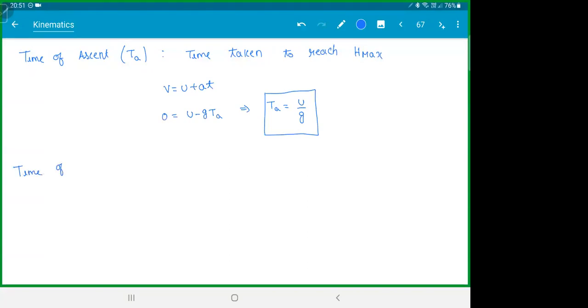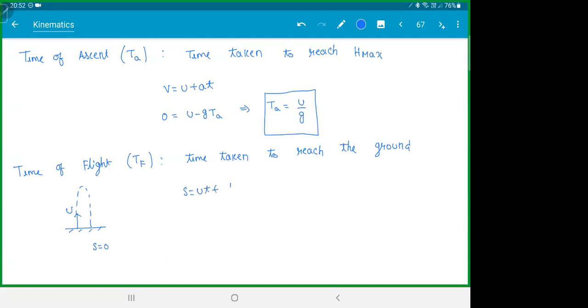Then we define something called time of flight. This is the total time in air or time taken to reach the ground. So when you project with U, you go up and you come down, your displacement becomes 0 because you have come back to the same level. So if I use the equation S is equal to UT plus half AT square, displacement is 0, velocity is U, time of flight is TF minus half G TF square. So we get time of flight is 2U by G.